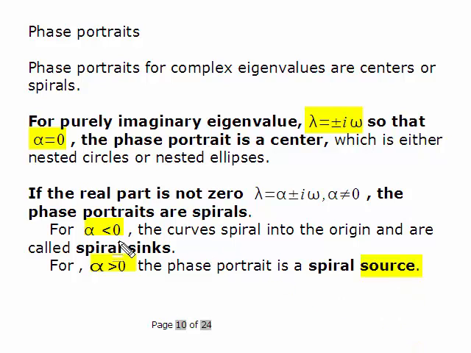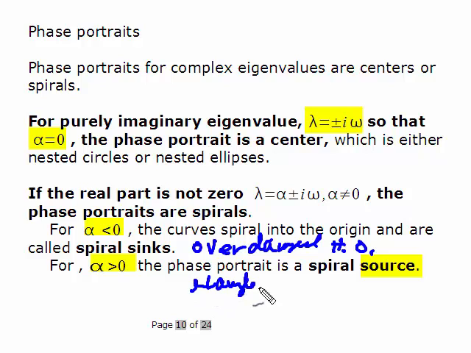If alpha is less than 0, then they're spiraling in for a spiral sink. The spiral sink is your overdamped harmonic oscillator. This case right here is the example we just did, because alpha was 1, it was greater than 0. That would be a spiral source.